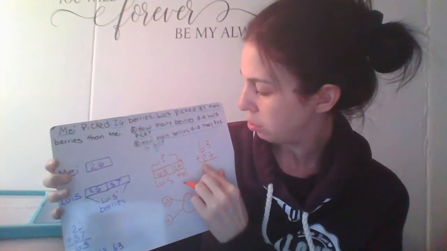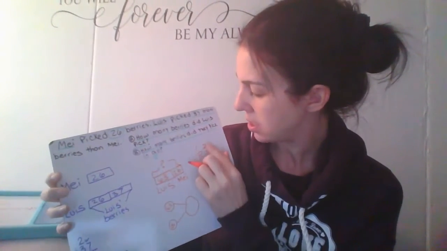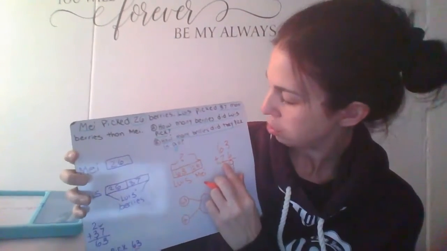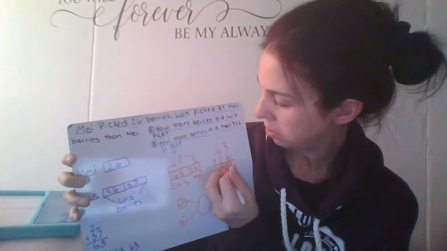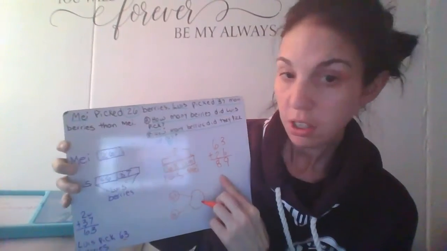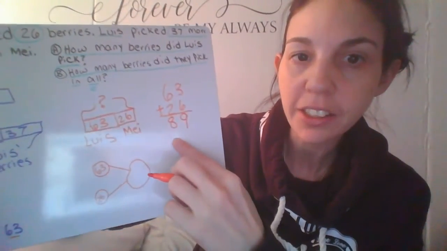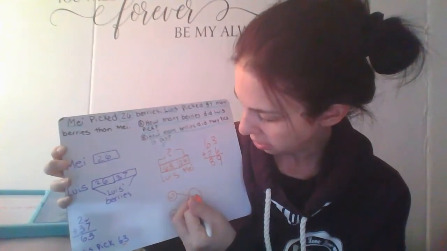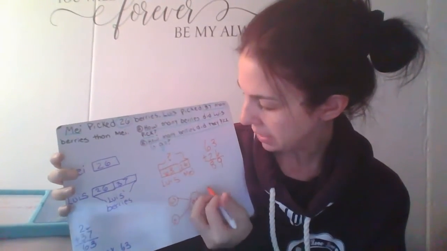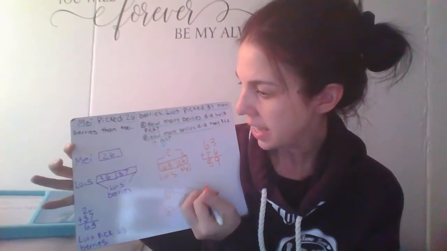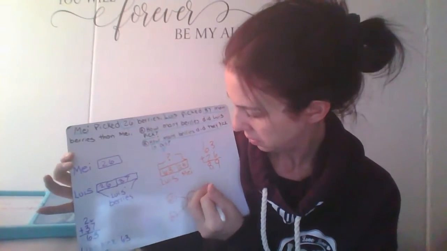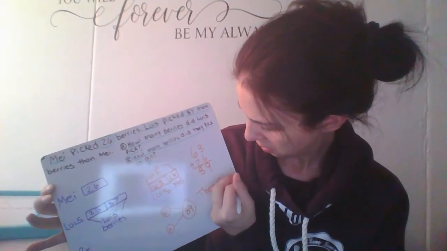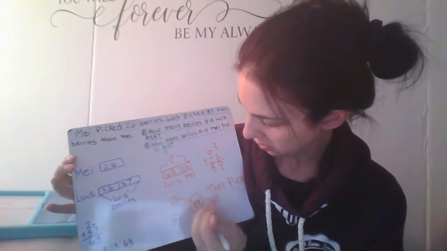And I'm going to use the new groups below strategy. So 6 plus 3 is 9. Oh, I don't have to use that new strategy. 6 plus 2 is 8. So together, they picked 89 berries. So this is where 89 goes. So I'm going to write my sentence that says, they picked 89.